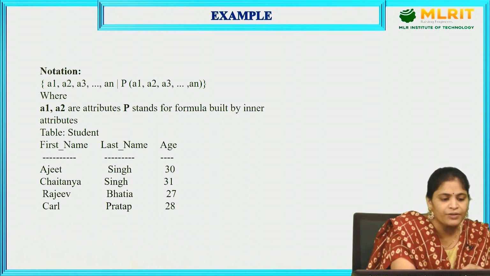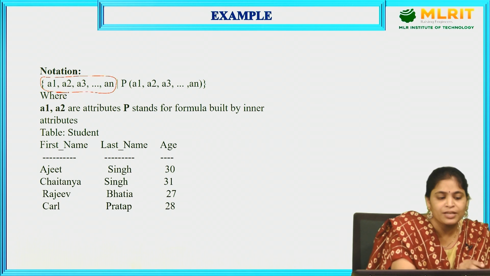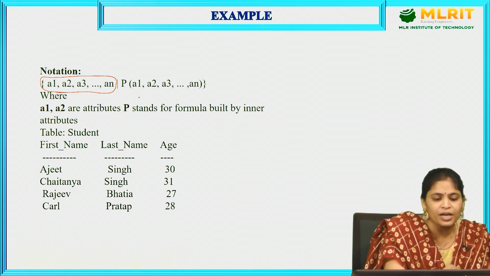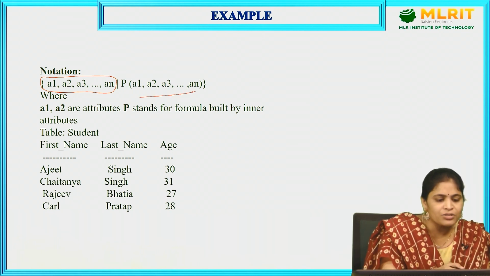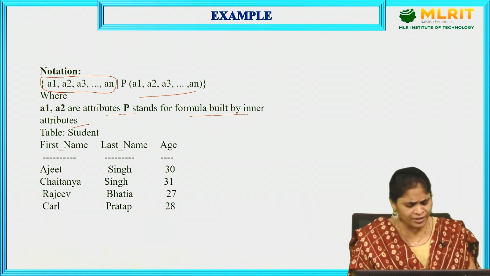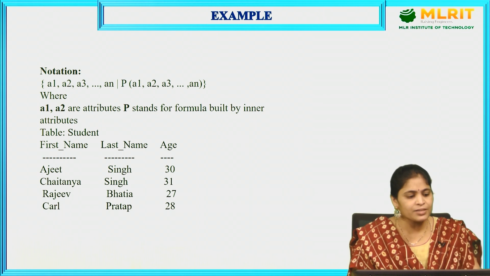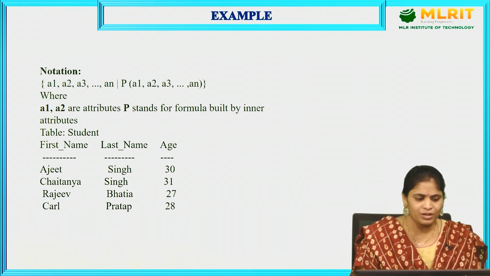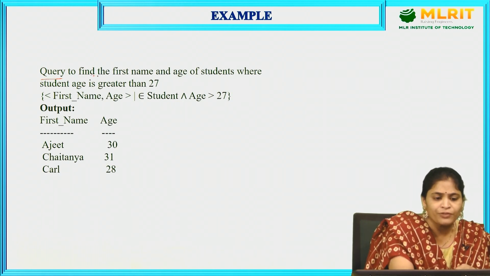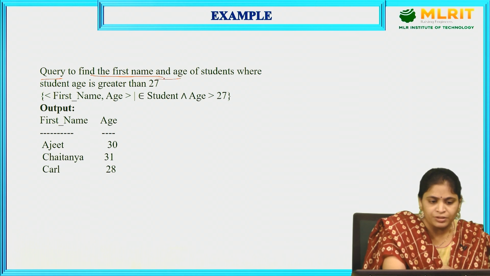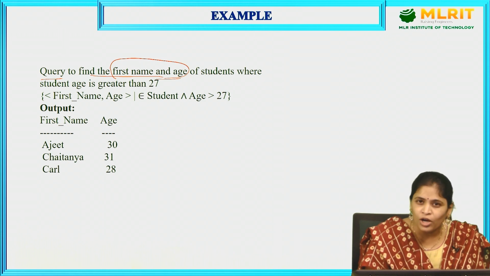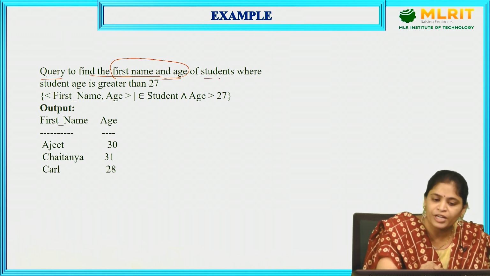Here in the notation, A1, A2 are nothing but the domain names, that is, the fields or the columns that we use to represent based upon the condition. Where A1, A2 are the attributes, P stands for the formula built by inner attributes. Let us discuss this with a simple example. Let us consider one student table which consists of three columns: first name, last name and age. What is the query here? To find the first name and age. These are the two columns that I have to retrieve from the student table.